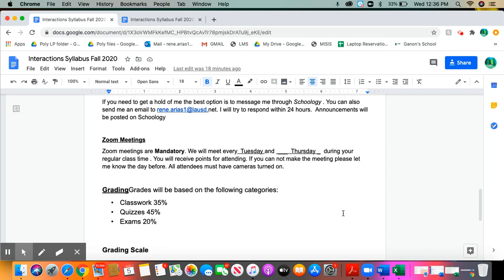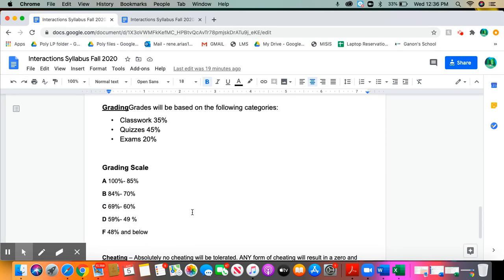Okay, so grading, these are the categories. If you notice, we have classwork, which is 35% of the grade, so that's a good portion of the grade, so you need to make sure you do that classwork. Quizzes are 45% of your grade, so you need to do well on the classwork so you can do well on your quizzes. As long as you're doing these two, you're going to do fine. And your exam, which will be at the end of the semester, or quarter, will be worth 20%. Okay? And notice all of this is subject to change because we have not received a lot of feedback from the district. So this might change, and I will let you guys know if this changes.